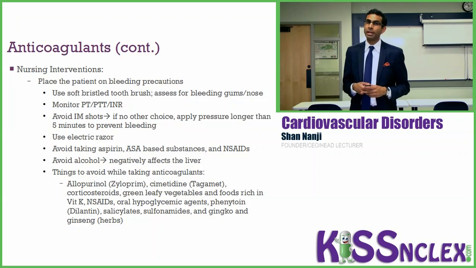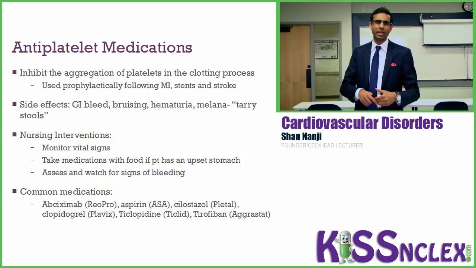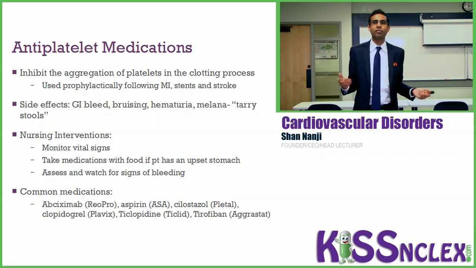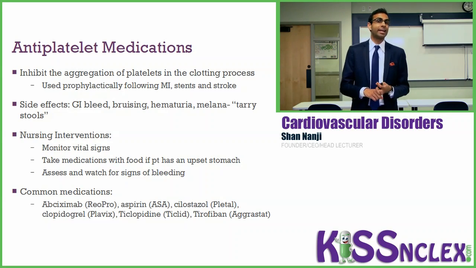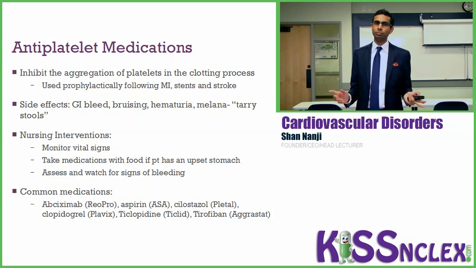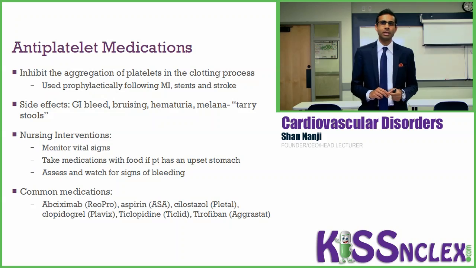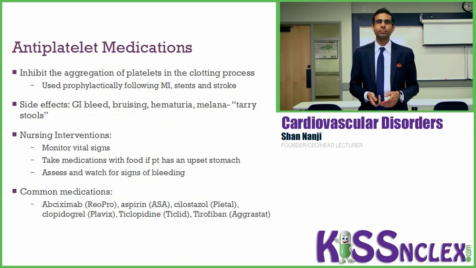And keep in mind, lots of patients are on anticoagulants, okay? Antiplatelet medications inhibit the aggregation of platelets in the clotting process, okay? They're used prophylactically following an MI, right? So that's why a lot of people who are at risk of an MI, who have already had an MI, are given aspirin. 81 milligrams is more than sufficient. That's a baby aspirin dose, right? 81 milligrams, and that is, in fact, the most effective antiplatelet medication.